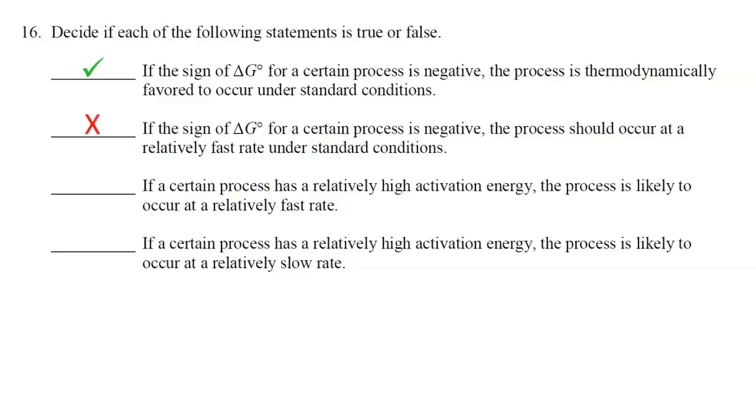And that is false. Just because we know that delta G is negative, that only indicates that it is thermodynamically favored, but we don't know anything about the kinetics or the reaction rate for that process. It could be fast, it could be slow, but the delta G is not going to give us that information. Now, the next 2 statements have to do with the activation energy and whether the rate is fast or slow.